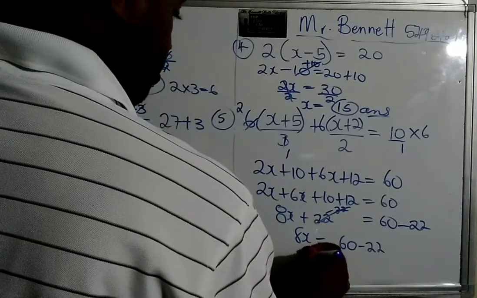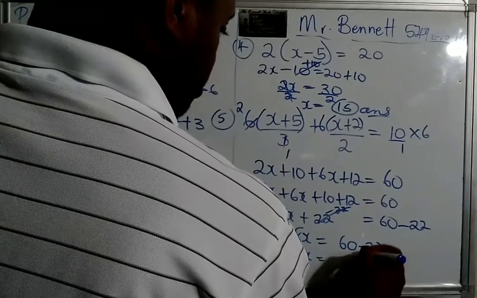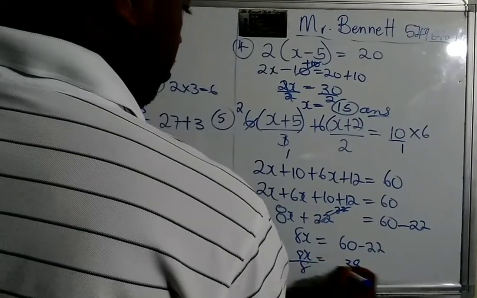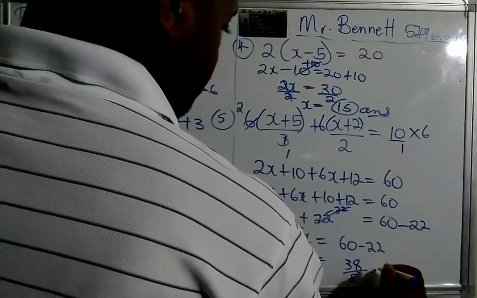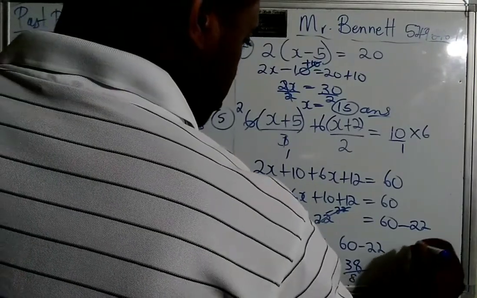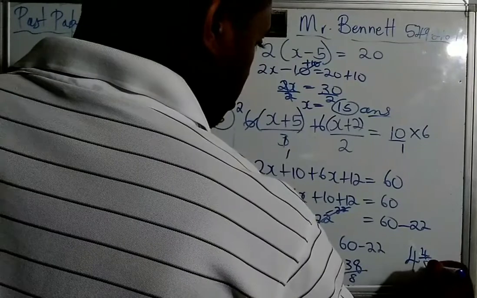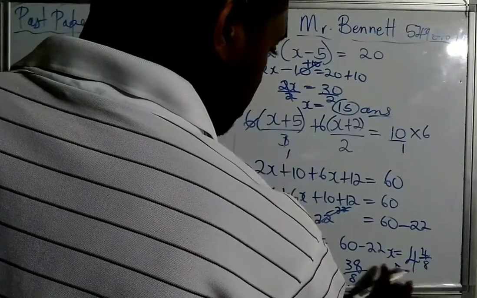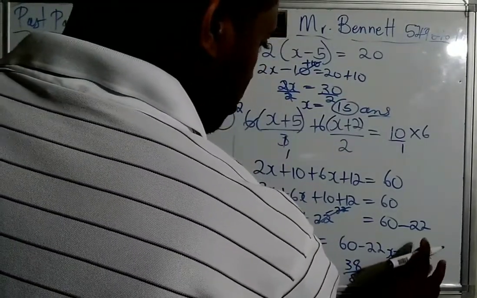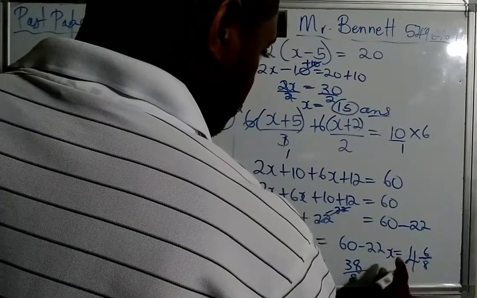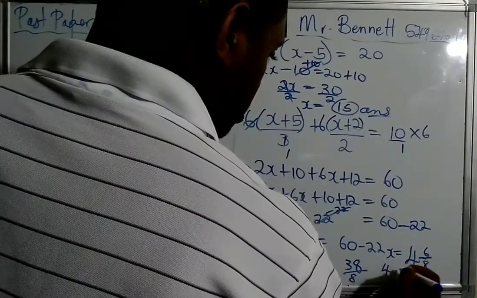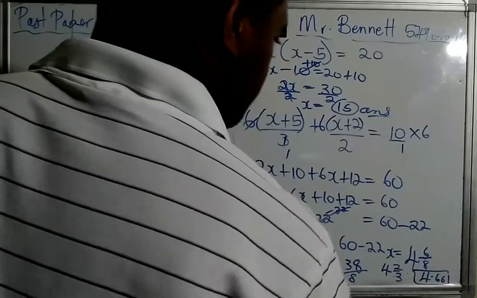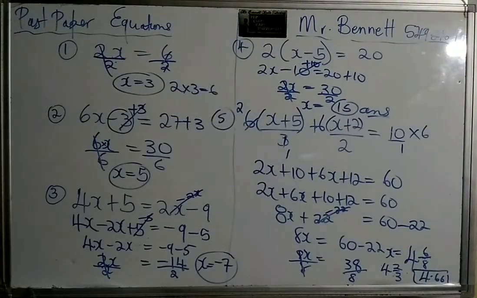Now 2 from 0 leave, 2 from 10 leave 8, 2 from 5 leave 3. So we have 38. So we can just divide this by 8 now. 8 4s are 32, remainder 4 over 8. And this is the same thing as 4 and a half. No, 8 4s are 32, so that will be 6 over 8. And we can reduce it to 4 and 2 over 3, or 4.66. So x is equal to 4.66.